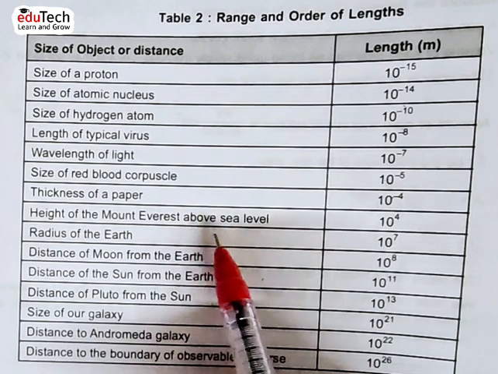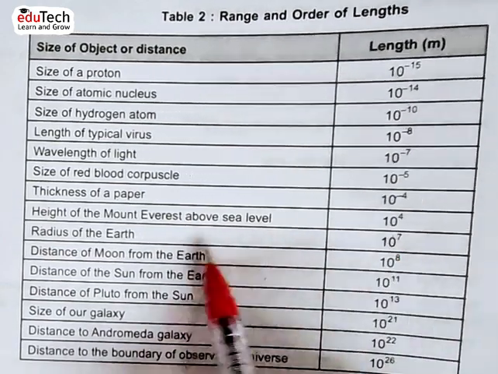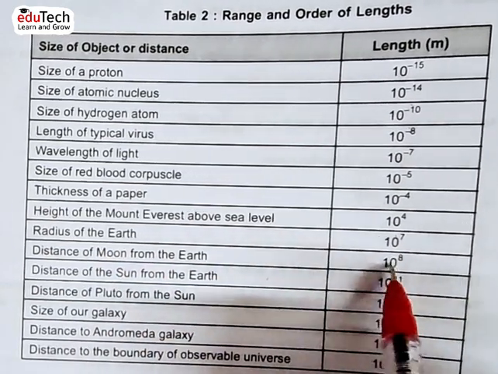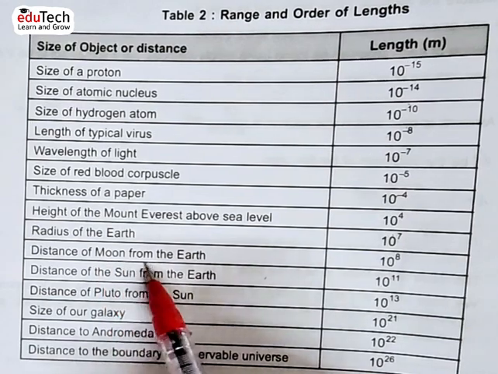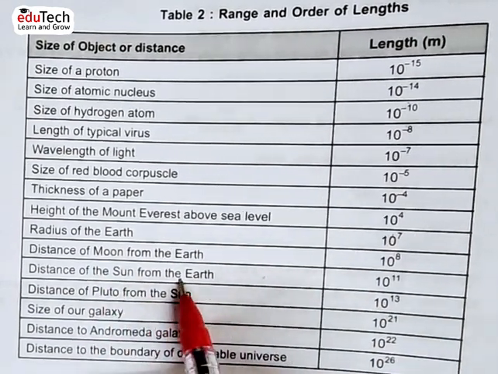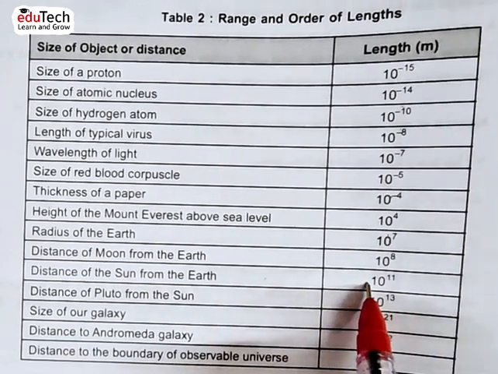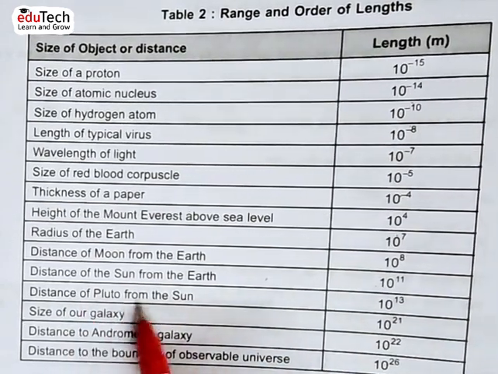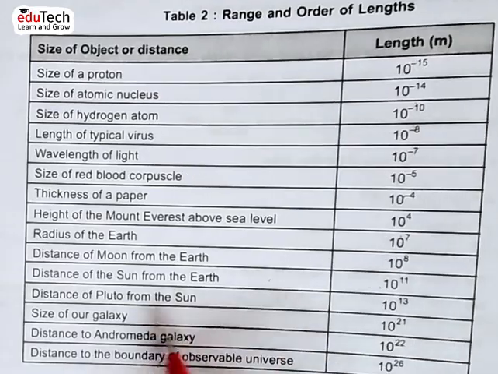Height of Mount Everest above the sea level, 10^4 meter. Radius of Earth, 10^7 meter. Distance of Moon from the Earth, 10^8 meter. Distance of Sun from the Earth, 10^11 meter. Distance of Pluto from the Sun, 10^13 meter.